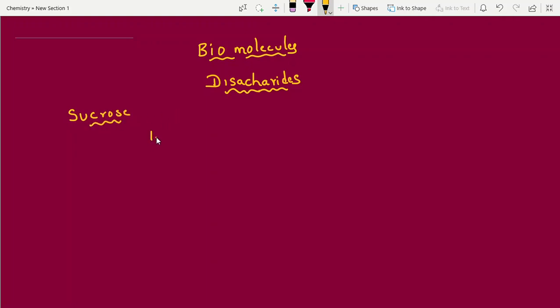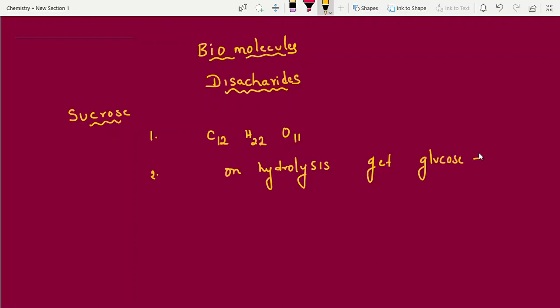It's the first important point for all, I am writing. Its molecular formula is C12H22O11. This is the sucrose molecular formula. Next, on hydrolysis, sucrose on hydrolysis gets glucose plus fructose. Next, it is a non-reducing sugar.